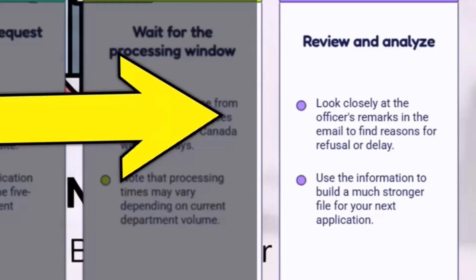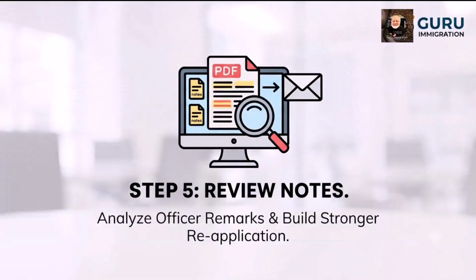Decode the decision basis. If you were refused or delayed, look for specific subheadings like intent, financial sufficiency, or employment ties. Officers often type brief acronyms or shorthand notes explaining why they doubted your documents. Identify missing proof. The notes will explicitly state if an officer questioned the authenticity of a bank statement, found your explanation for studying a specific course weak, or felt your ties to your home country were insufficient.